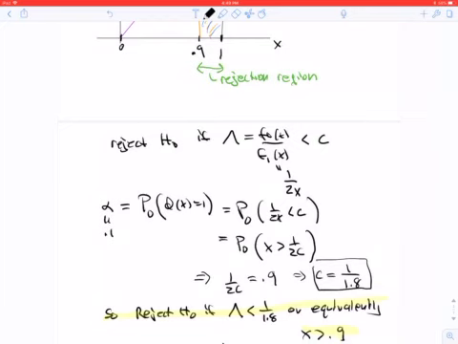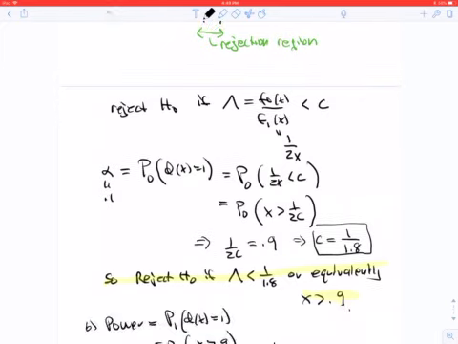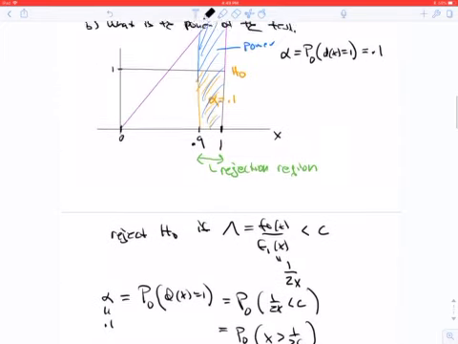But we can actually calculate it explicitly if you want. You're just solving for c here, so 0.1 is the probability under the null that x is greater than 1 over 2c, which amounts to c being 1 over 1.8, or equivalently x is greater than 0.9.